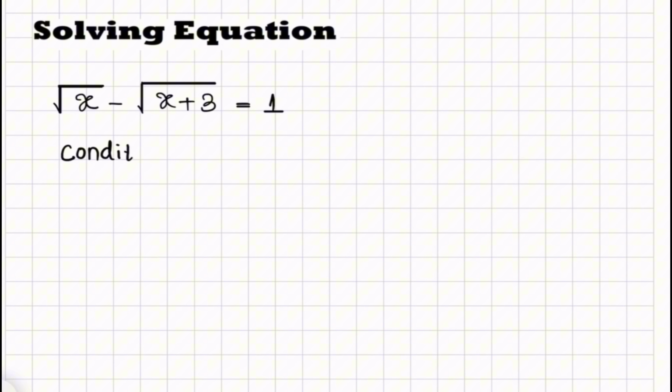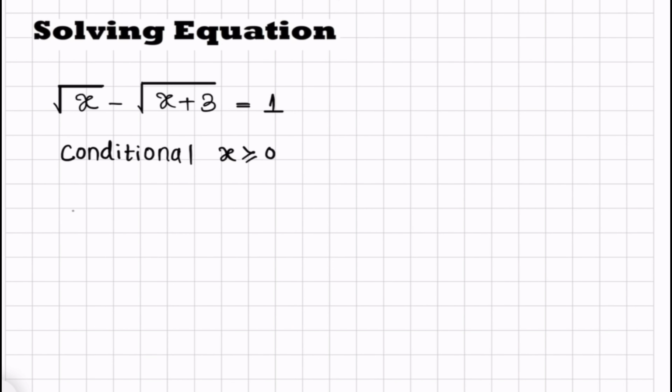In this video tutorial we are going to solve this equation. We have square root of x minus square root of x plus 3 equal to 1. So the first thing we have to do is give the condition of this equation. The condition is x must be greater than or equal to 0.